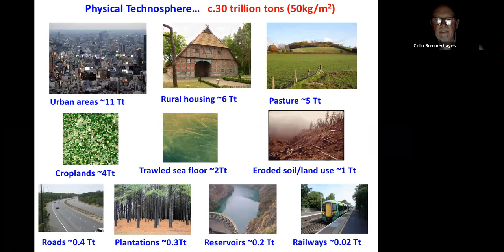Pasture, the eroded soil on the right-hand middle diagram, chopping down trees for logging usually leaves you with bare earth, and as soon as it rains, all that washes off and you're losing your topsoil. And then, of course, we put roads, we create plantations, which are not biologically diverse. They're monocultures. We create reservoirs, we create railways and so on. So we are changing the land surface.